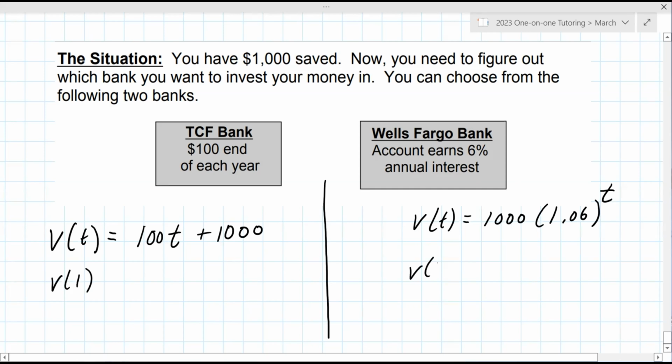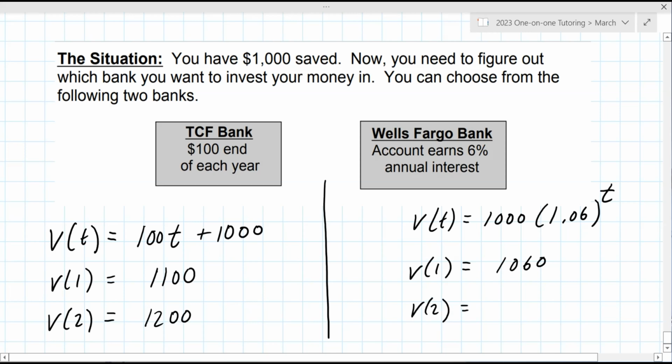After 1 year, this is 1100, and this is 1060. What do you think happens after 2 years? So you're up to 1200, right? The other is lower. And then V of 2 is equal to 1060 times 1.06, so another 6% of that.